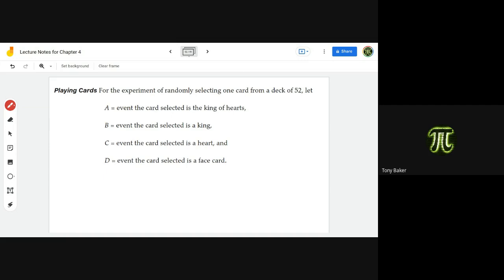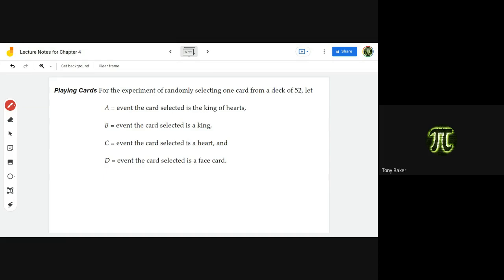What would happen if I pulled B or C? Right. So I'd have all the hearts, in addition to all four kings, well, the extra three kings, right? Are those two events mutually exclusive? No. Because B and C have that one king that overlaps, they are not mutually exclusive.